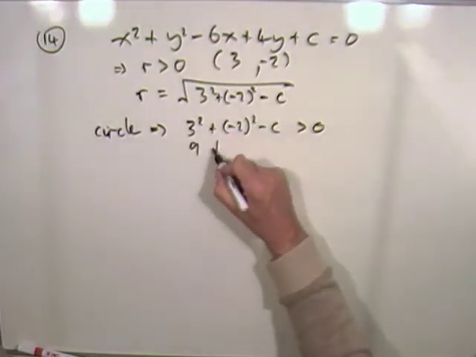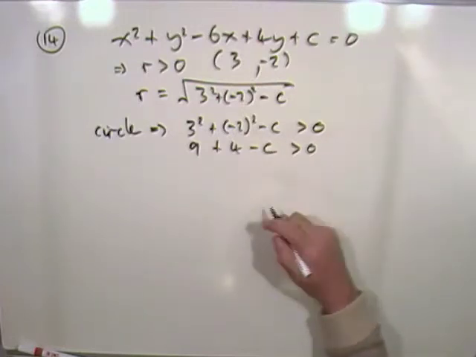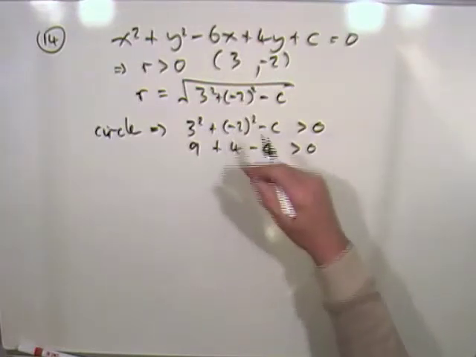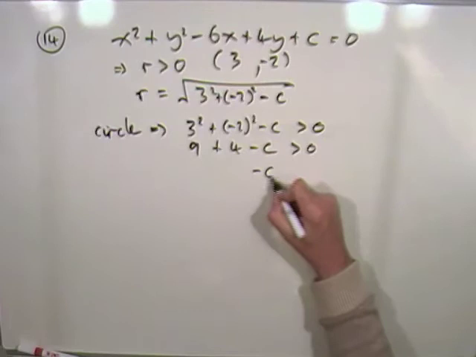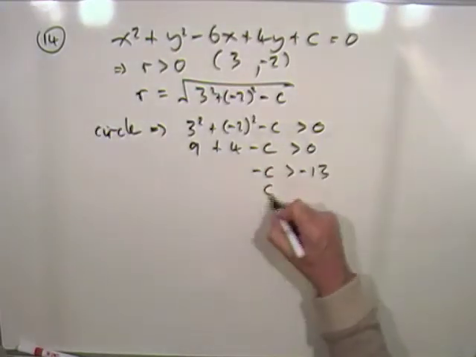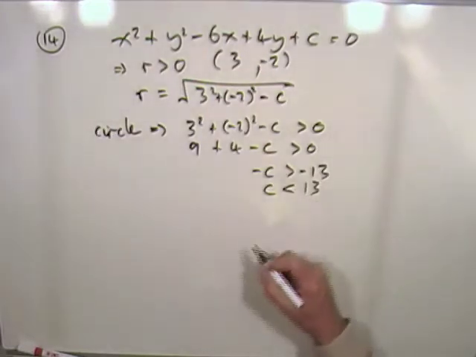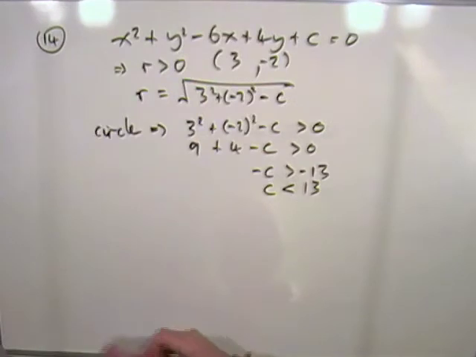So what's that? 9 plus 4 minus C is greater than 0. Could take that over that side, and then it would read C is less than 13. Or going through the horrors: that makes negative C greater than negative 13, and then reversing the signs by dividing by the negatives, C is less than 13. And that's the answer to the question.